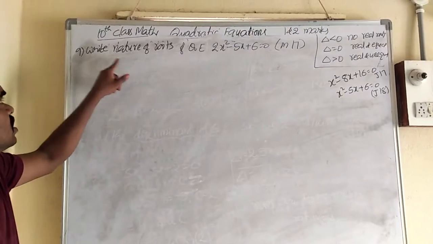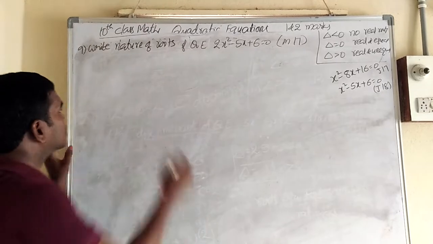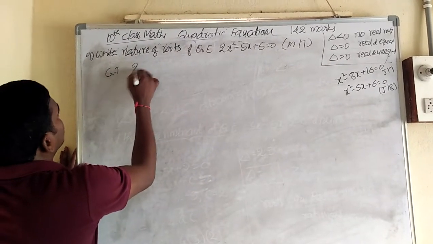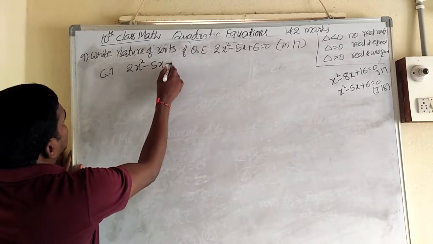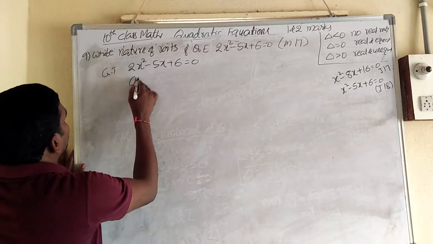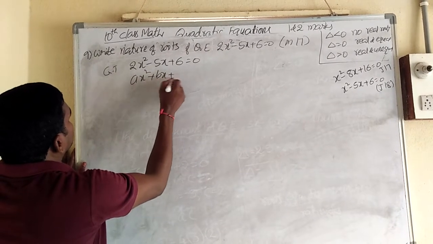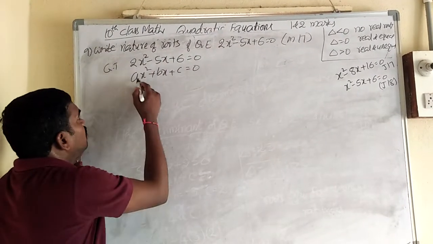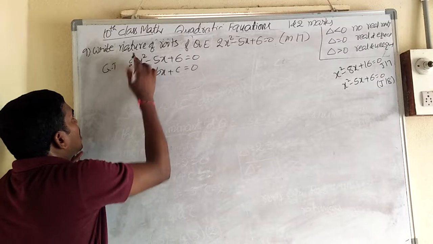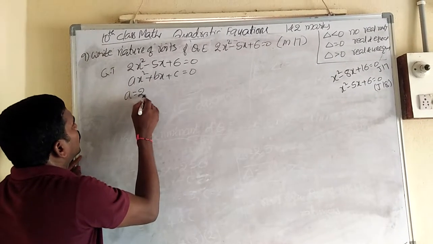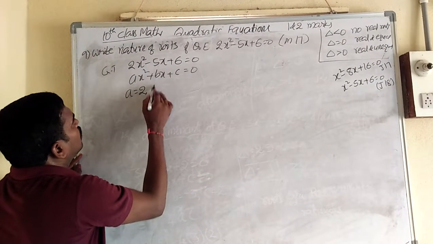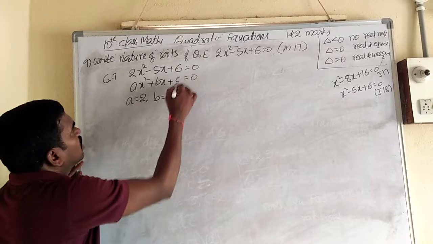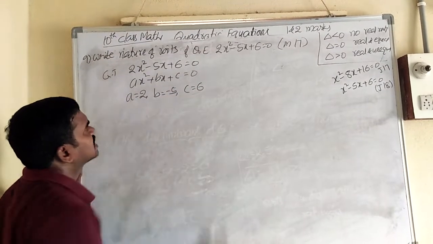Next, 9th question: write the nature of the roots of the quadratic equation. Given equation is 2x square minus 5x plus 6 equal to 0. Comparing with the general equation ax square plus bx plus c equal to 0: what is a? a equals 2. What is b? b equals minus 5. What is c? c equals 6.